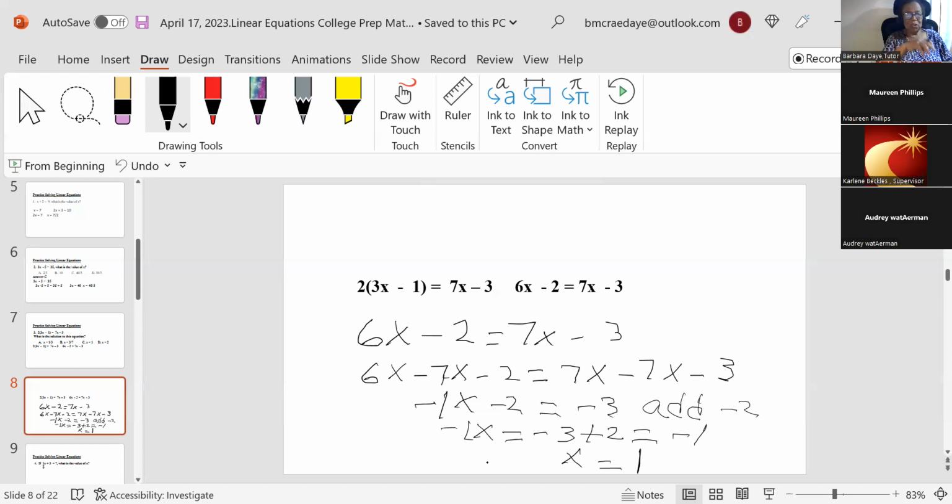Let's go back through this, Audrey. Tell me what you do. Okay, starting with, you've done the parentheses. You got a 6x minus 2. Now, starting from here, what did you do? I multiplied the 2x. No, you didn't multiply. What did you do here? Right here. 6x minus 2 equals 7x minus 3. What was your next operation?